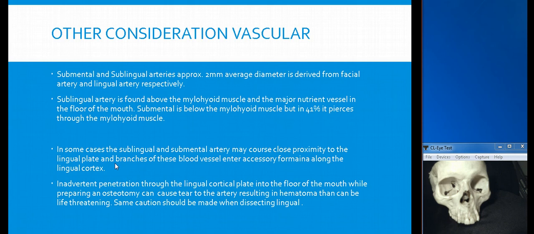And I'll show you a CT, especially in old patients, how deceptive the lingual cortex could be, and we have to be very cautious about it. And again, when we talk about our surgical protocol later on, we'll show you how we won't make that mistake. So to recap, penetration through the lingual cortical plate into the floor of the mouth while preparing an osteotomy for the implant can tear the artery, which could result in an expanding hematoma that can be life-threatening. So caution should be taken either while doing your osteotomy or doing a lingual dissection.